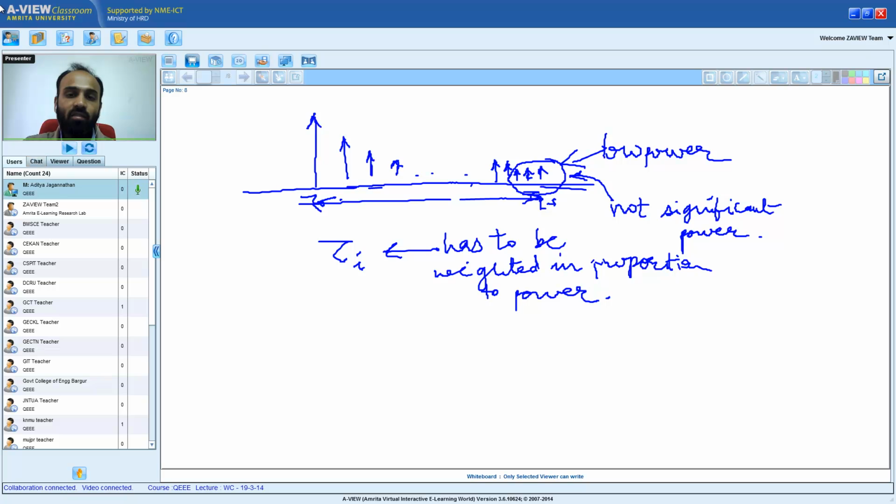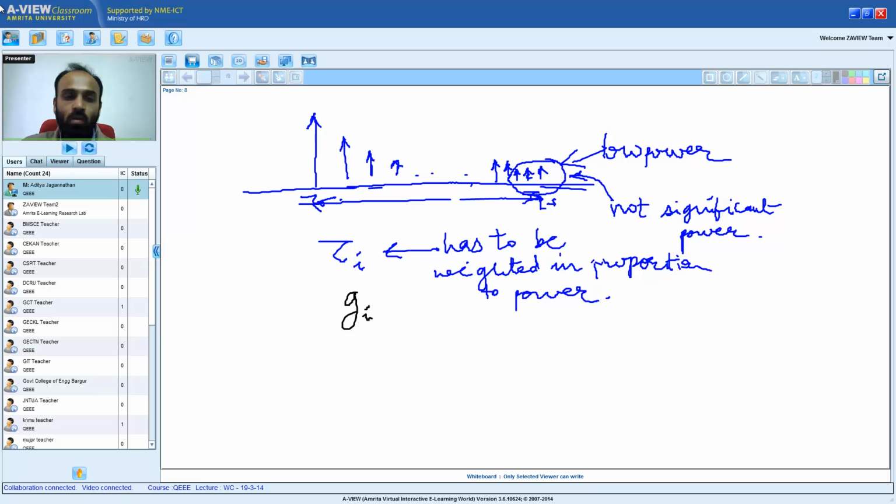That is, we have to weigh it by the proportion of power corresponding to that path. Is that clear to everyone? That is, each delay tau i has to be weighted corresponding to the proportion of the power. For instance, what is the power that is in path tau i? Power in path tau i is Gi.